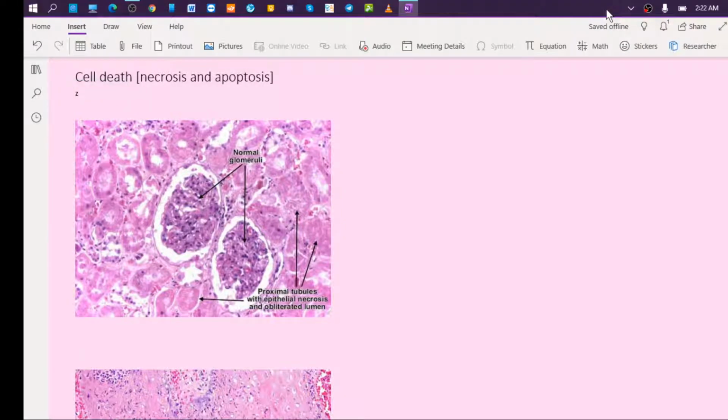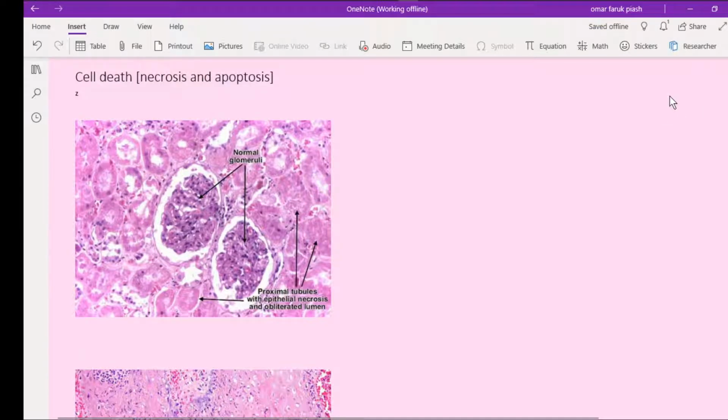Assalamu alaikum. Now I would like to talk about cell death. In cell death, there is necrosis and there is apoptosis. What happens in cell death?